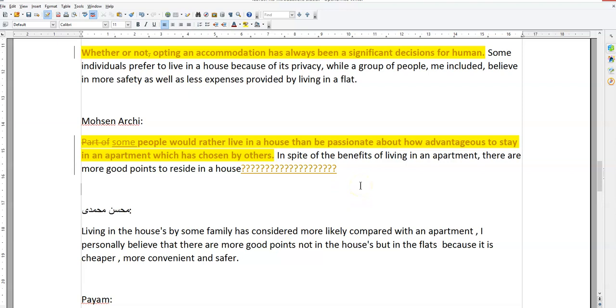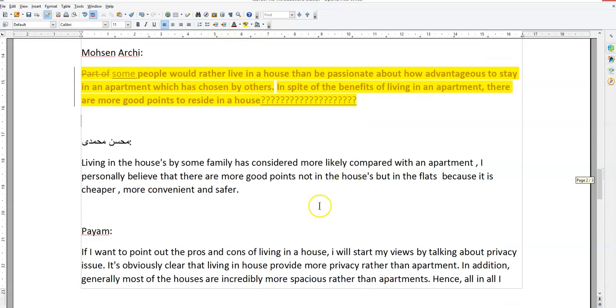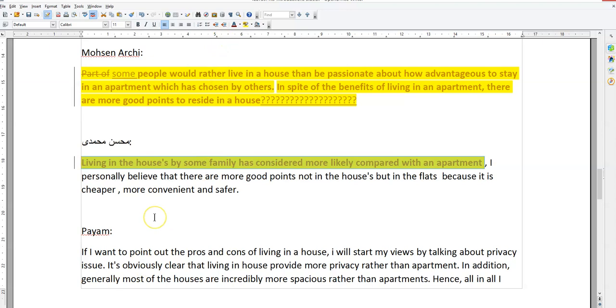Then be passionate about how advantageous to stay in an apartment which is chosen, which has been. So apart from the English part, that's nonsensical, and then this empty sentence doesn't tell me anything. Living in the houses. The houses, why do you have a definite article? Why is it plural? Why some family has considered more likely compared to an apartment. Well, that's not very good. That needs rephrasing. I personally believe that there are more good points not in the houses, but in the flats, because it's cheaper, more convenient and safer. So that's not too bad, but this first part, not very clear at all.